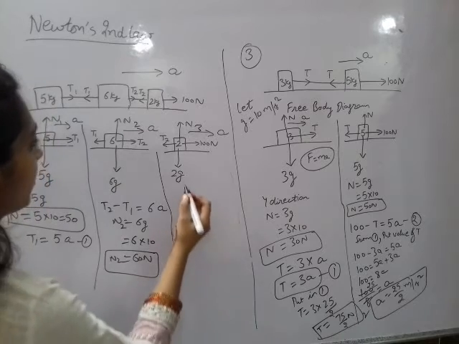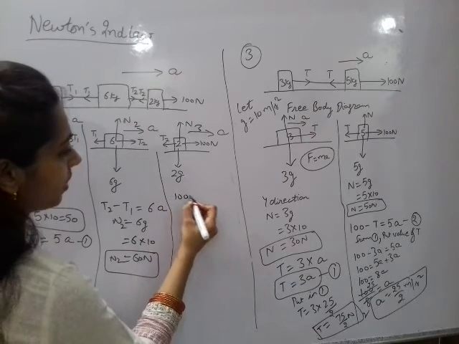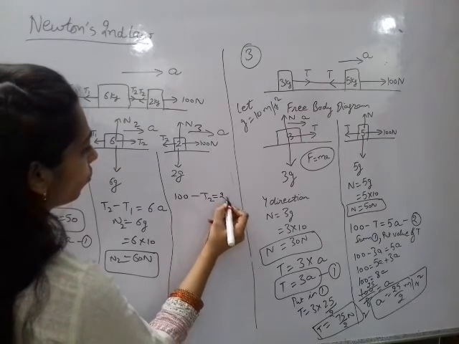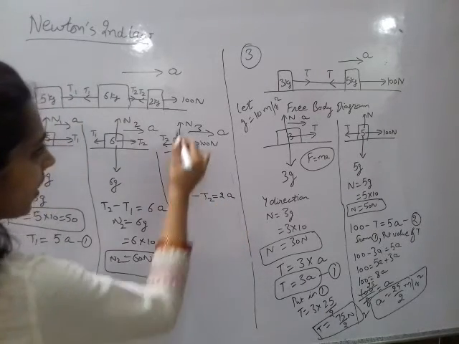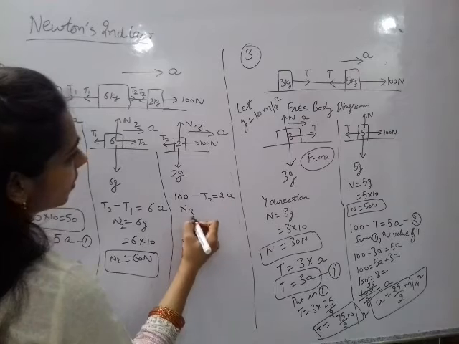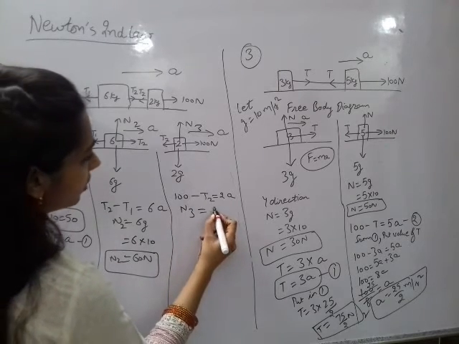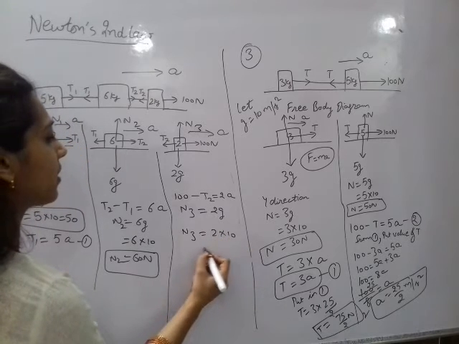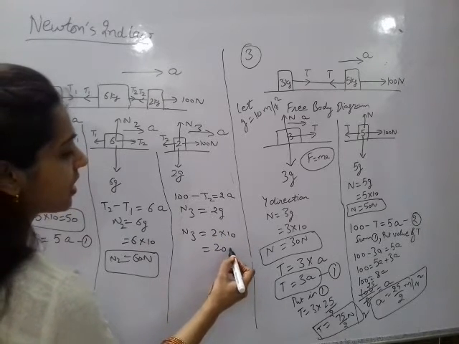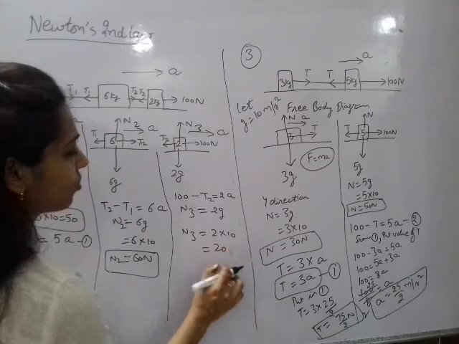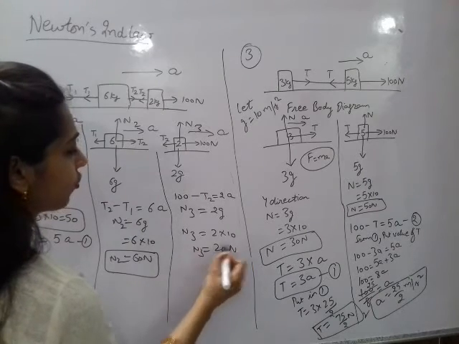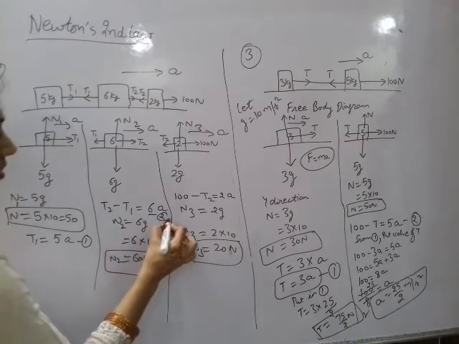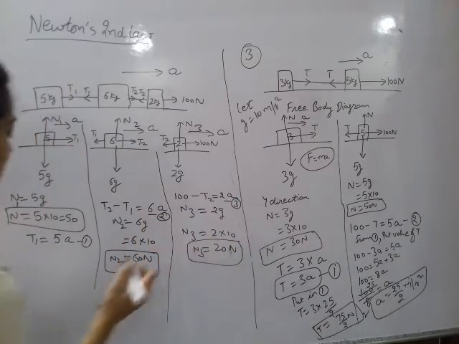Next, from the third, 100 minus T2 for this is equal to 2 into a. And for the vertical direction N3 is equal to 2g. For N3 is equal to 2 into 10, if acceleration due to gravity is 10 meter per second square. So normal reaction is 20 Newton. Again from these equations, let it be 2, it is 3.